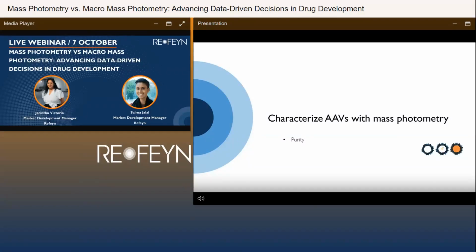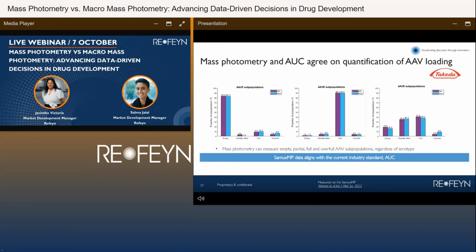So for AAVs, mass photometry, or SamX MP, was used to measure the purity attributes, specifically the capsid loading. So this is a data set from a publication done by Takeda, where they measured 3 different AAV serotypes. So going from left to right, we have the AAV5, AAV8, and AAV9, measured by MP shown as the purple bar, against AUC shown as the blue bar. As you can see, with each of these serotypes measured, 4 different populations were identified. So we have the empties, partially filled, full, and the overfull capsids.